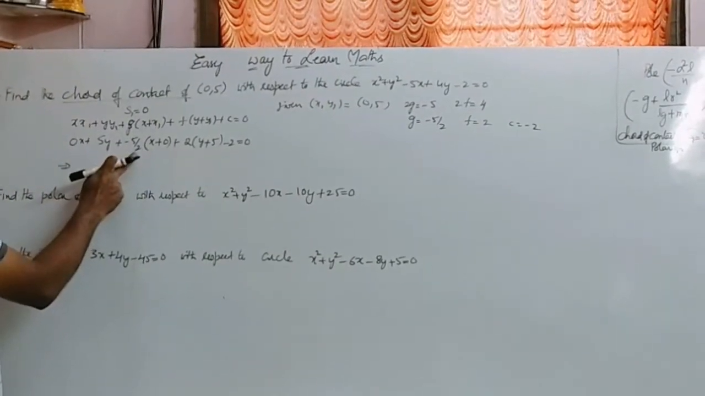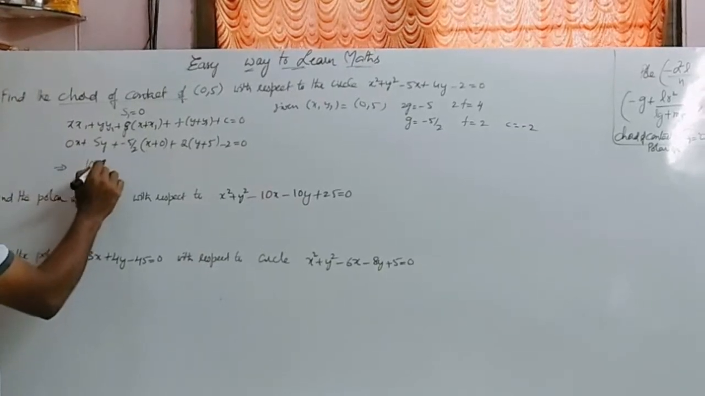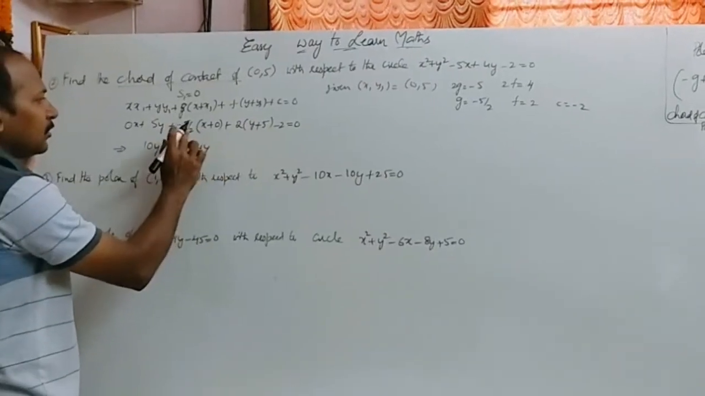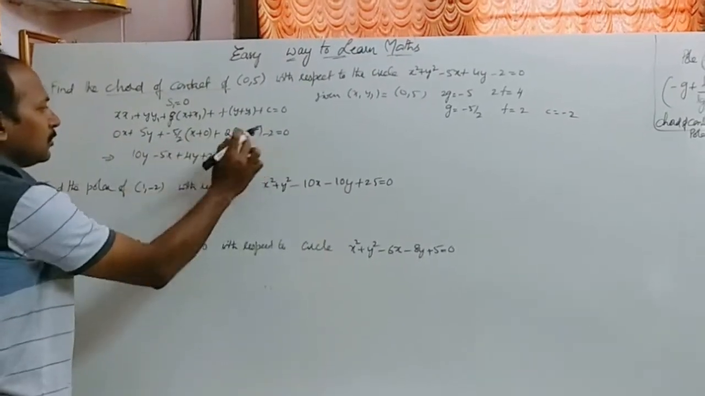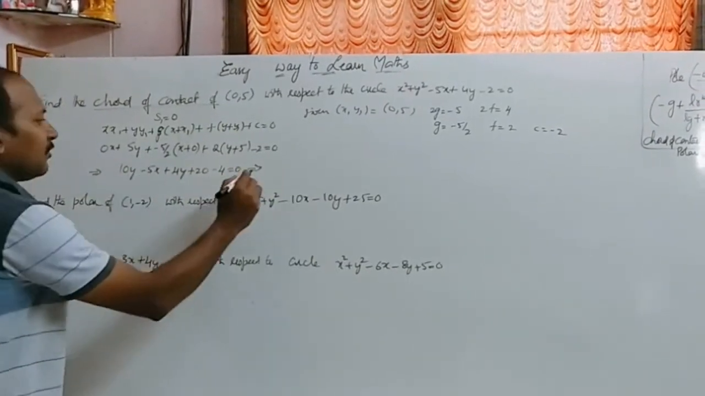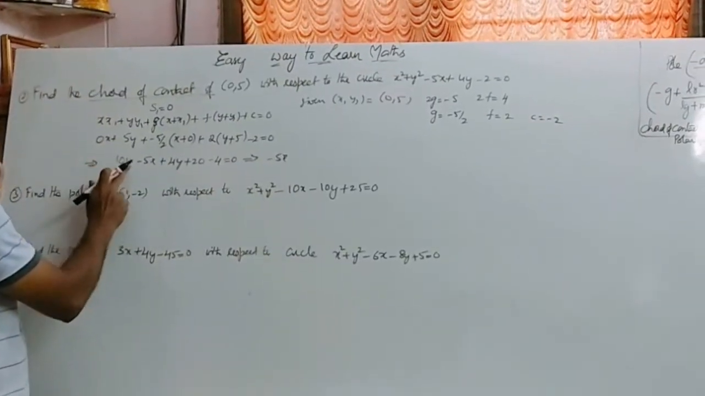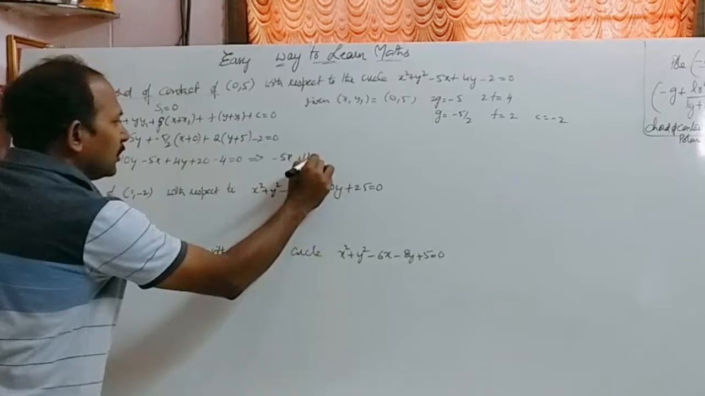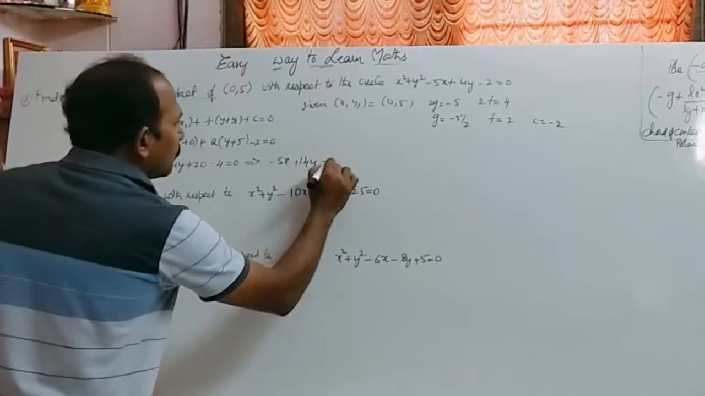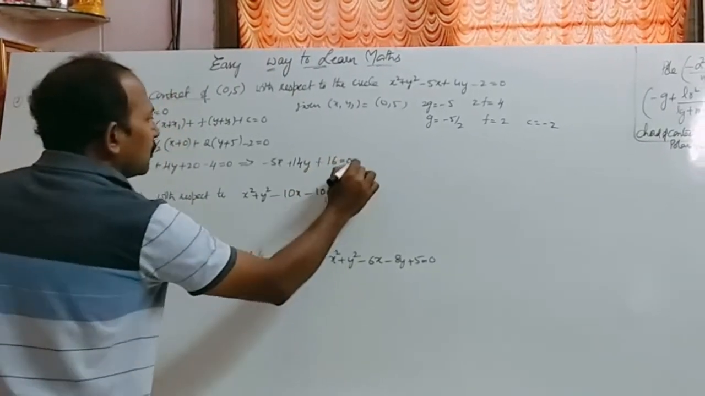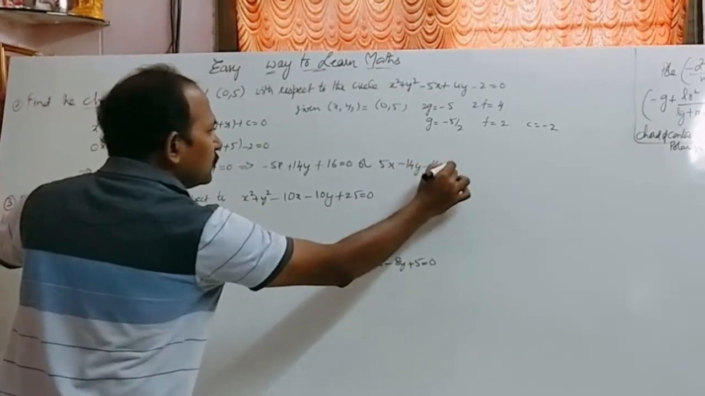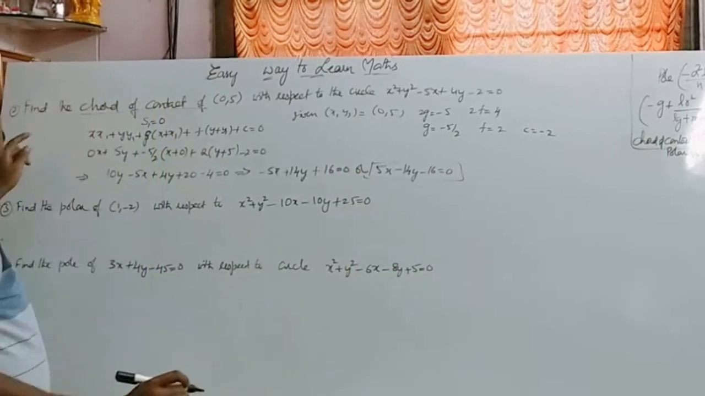let us simplify. Here LCM is 2, therefore 2 5s are 10y minus 5x plus 4y plus 20 minus 4 is equal to 0. That implies, now simplifying, minus 5x, 10y plus 4y, 14y, then plus 20 minus 4, plus 16 equal to 0, or 5x minus 14y minus 16 is equal to 0, which is nothing but the chord of contact.